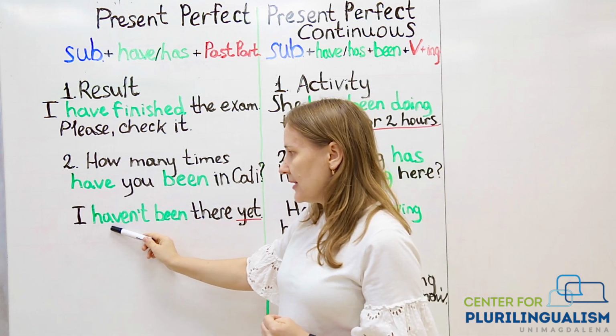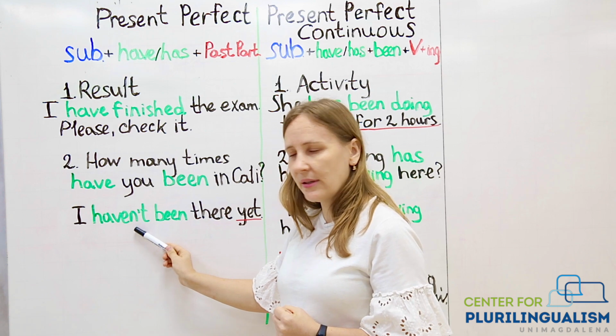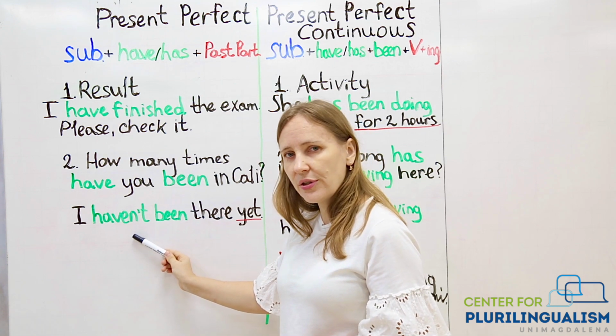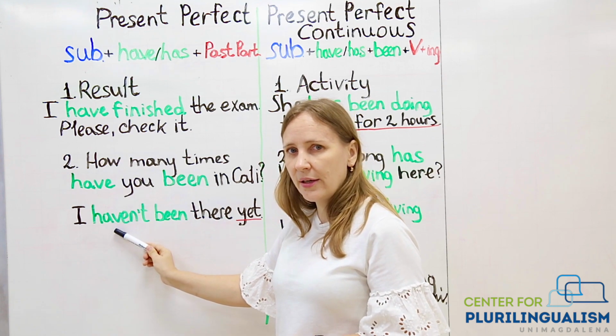Look at this sentence, I haven't been there yet. That is an example of a negative sentence in present perfect. To make a negative sentence, all that you need to do is to add not to the auxiliary verb.